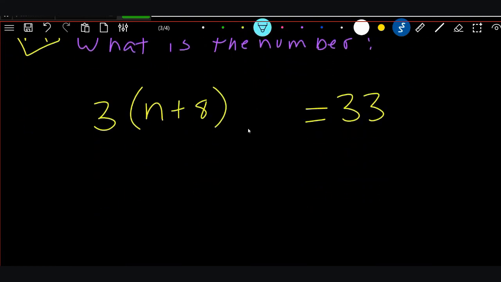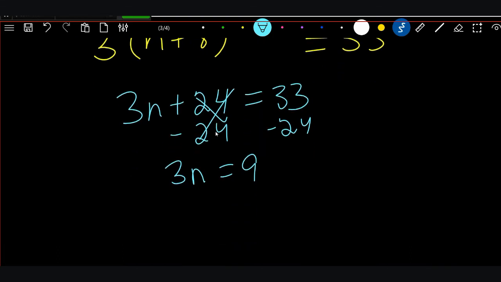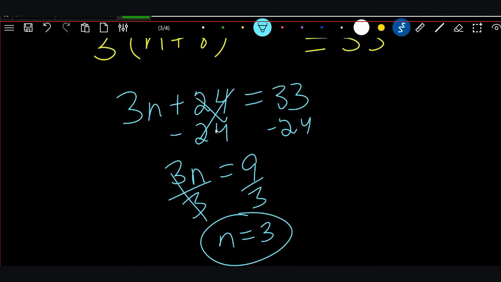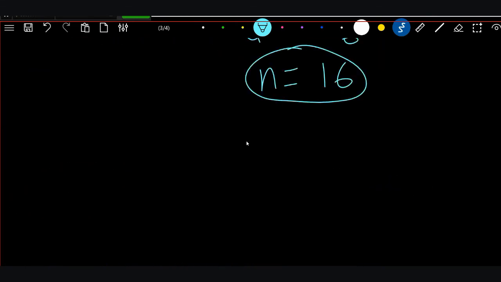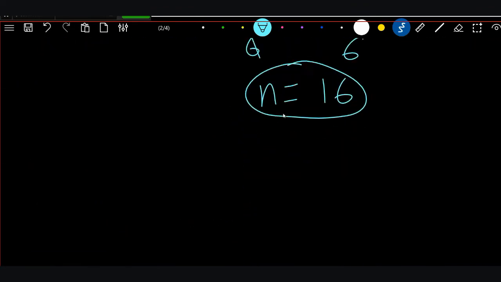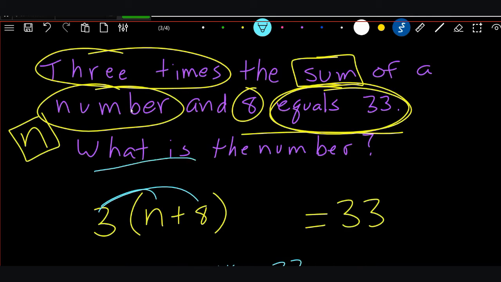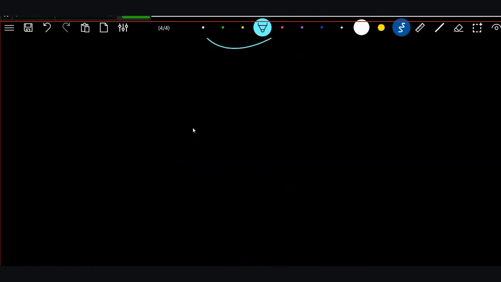And so what we're going to do now is we're just going to solve our equation. We can go ahead and distribute there. 3n plus 24 equals 33. Minus 24 from both sides. We're going to get 3n equals 9. And then divide both sides by 3. And we're going to get n equals 3. So n equals 3. Our number is 3. So at the end of the thing, after we solve the equation, we need to solve for any other unknowns. There are no other unknowns in that one, so we are good. We were just looking for what is the number. Okay, one number. All right.